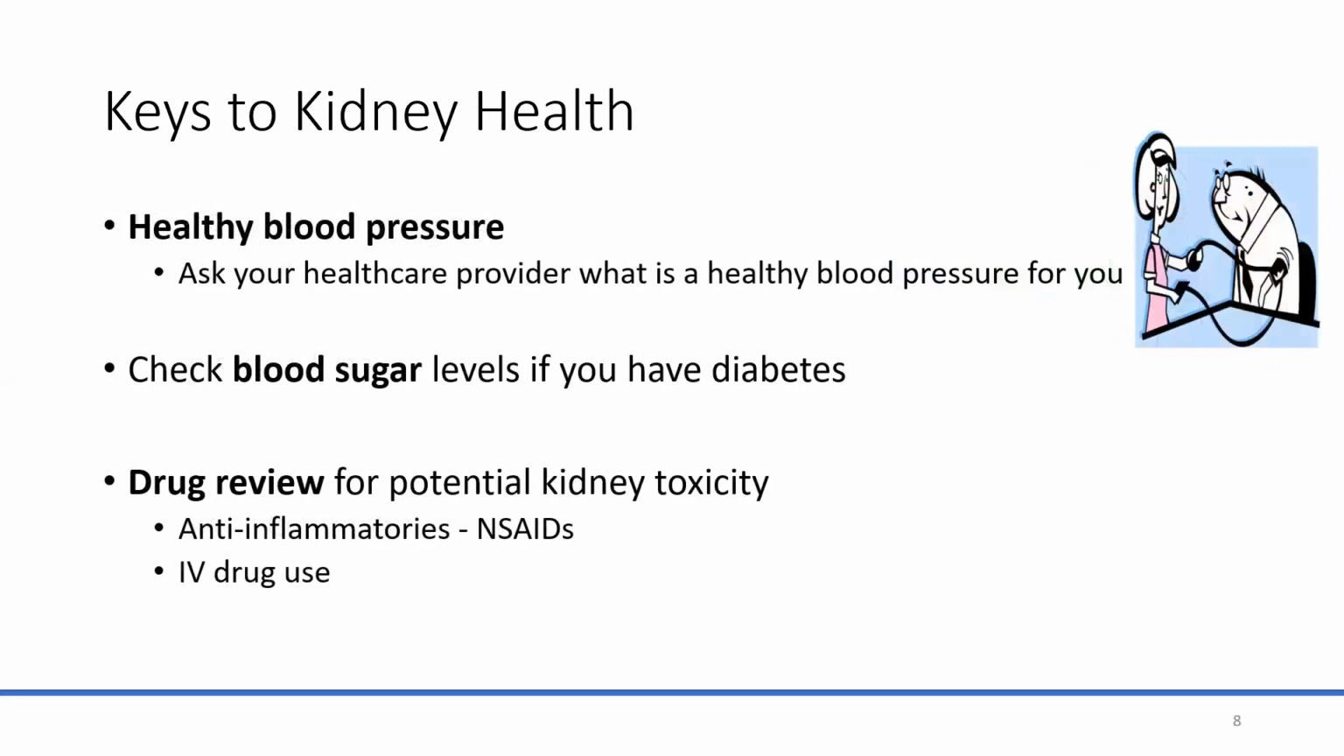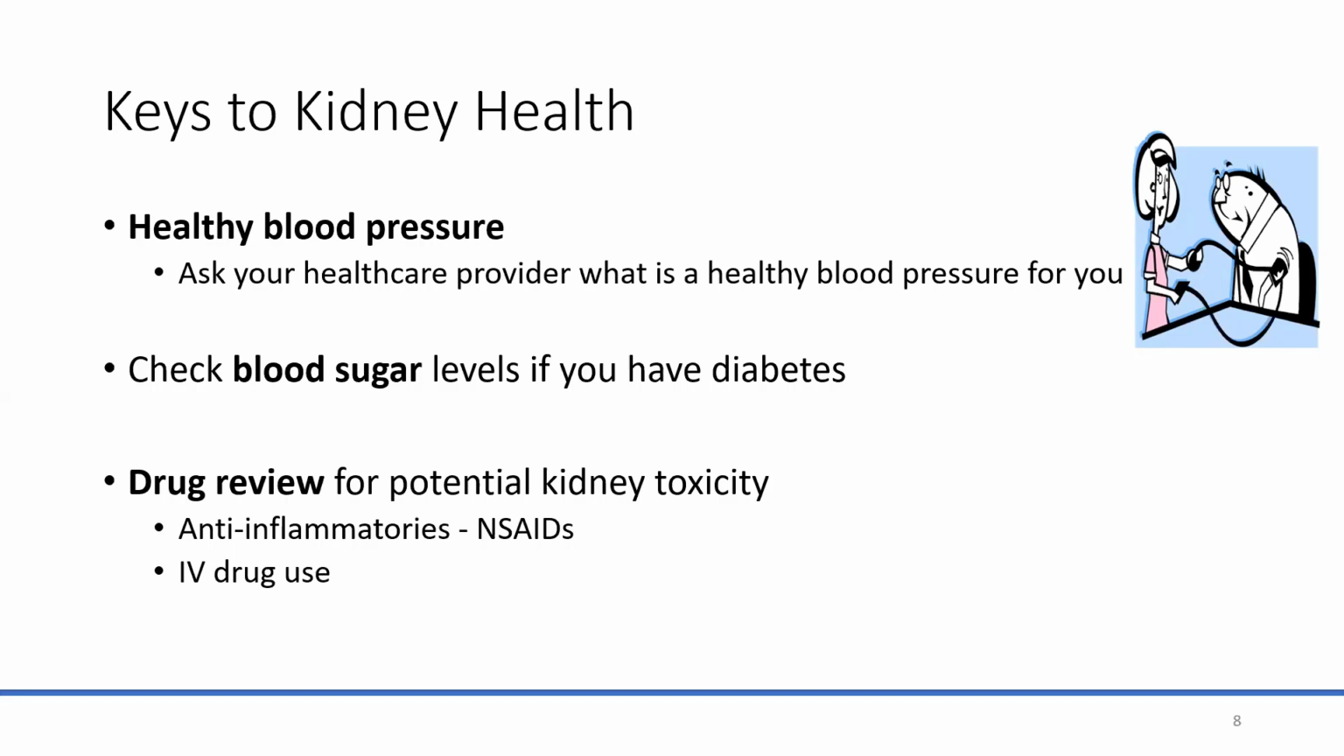The other aspects of kidney health is to maintain a healthy blood pressure. And everyone's blood pressure target is different. So you need to ask your healthcare provider what a healthy blood pressure is for you. If you are diabetic, you should check your blood sugars and try to keep them within, again, blood sugar levels that are customized for you, because people are different.